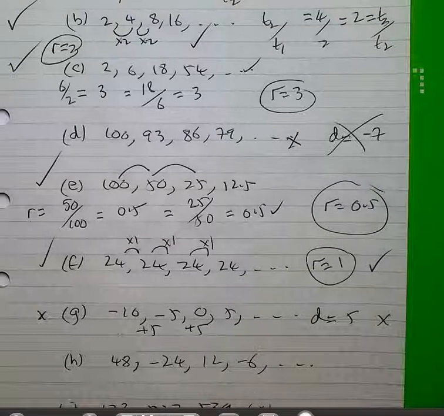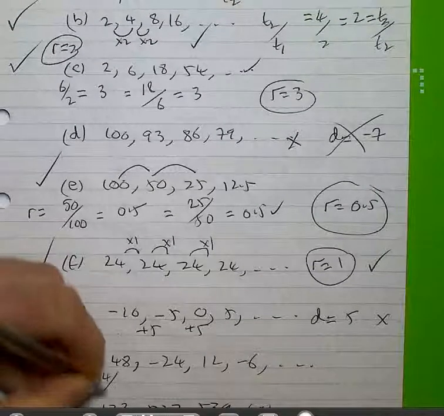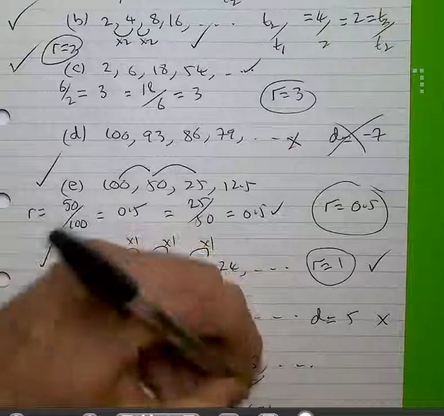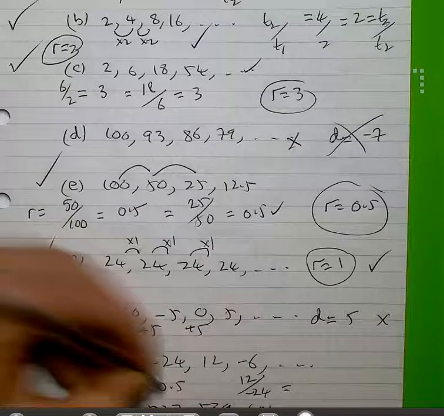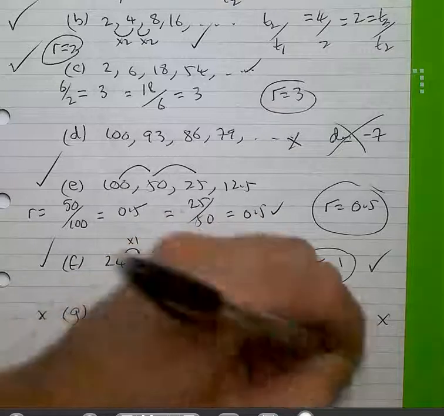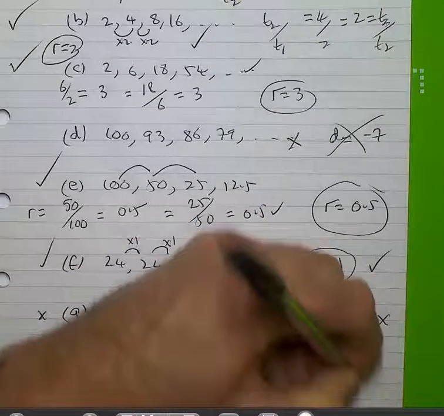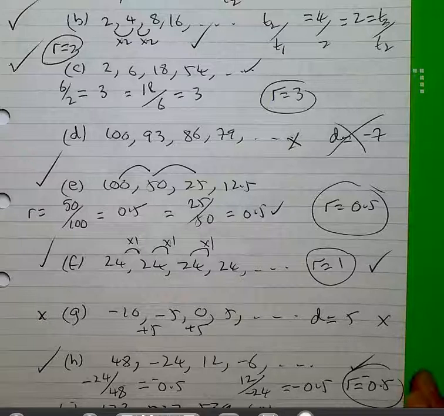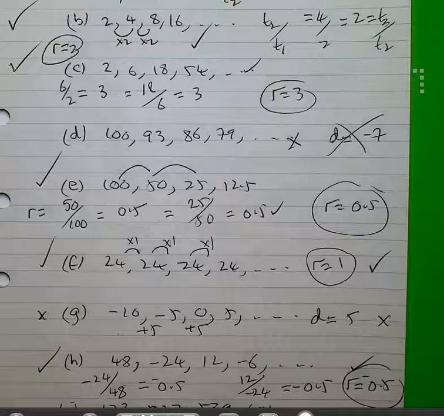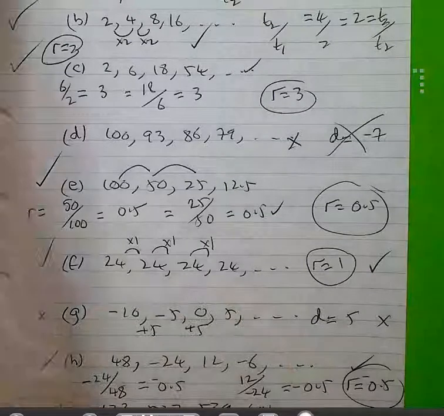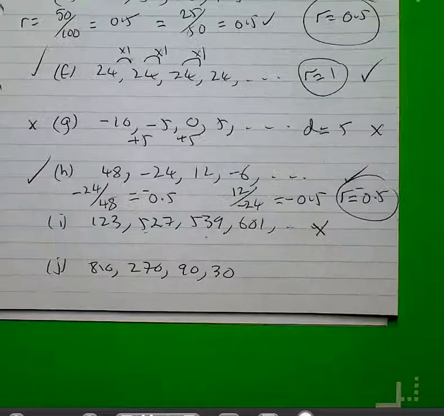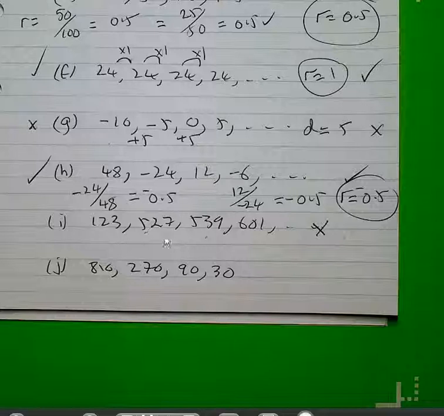When we look at H, negative 24 over 48 is equal to negative 0.5, and 12 over negative 24 is also equal to negative 0.5. So yes, and the common ratio of negative 0.5. Now, when it comes to I, well, that's not something that we can even consider. So I'll just put a cross through that. So I is not a geometric sequence. It's a bit higgledy-piggledy, I'm afraid.